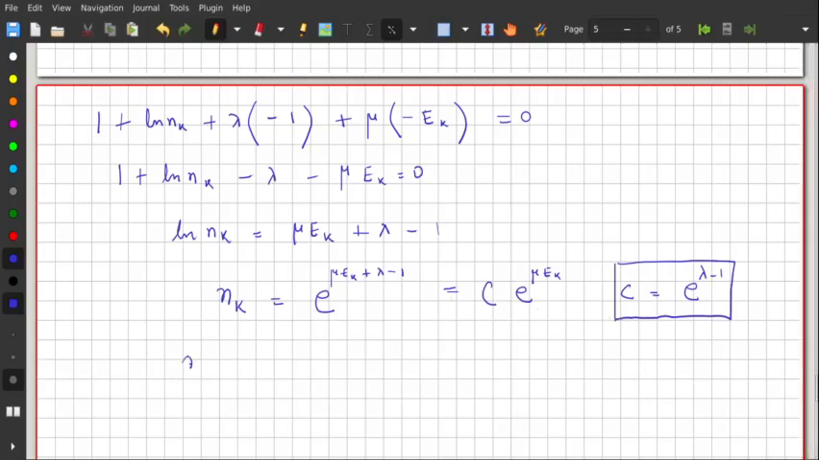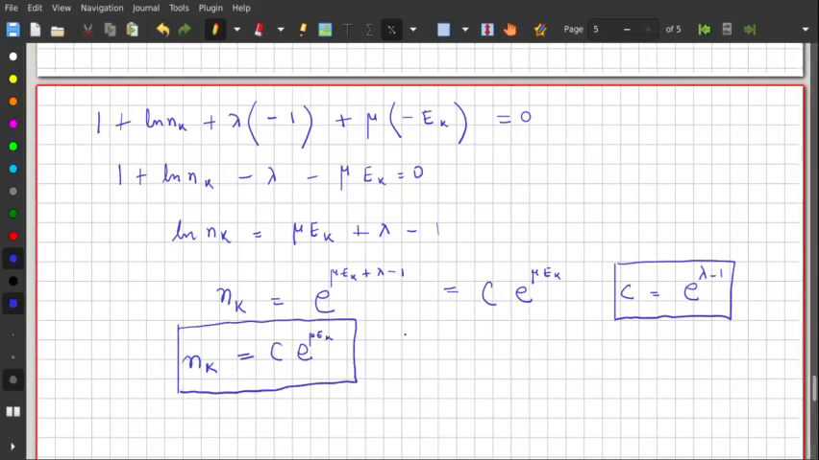Okay, so we found the particle distribution. The number of particles found in the kth energy state will be given by c e to the power mu e_k. That was the thing we were looking for. This distribution is very important in statistical mechanics, and it is so important that it has a name: it is known as the Boltzmann distribution.